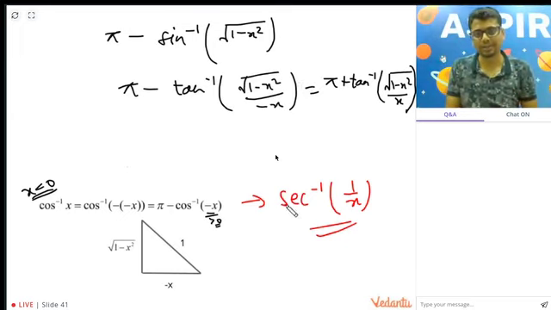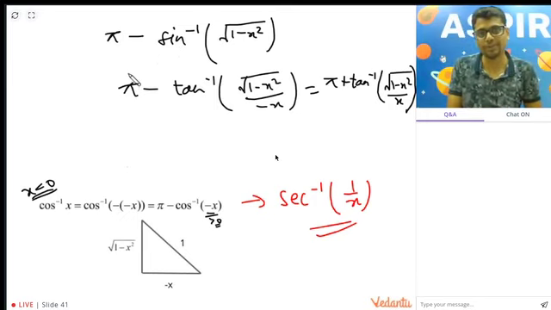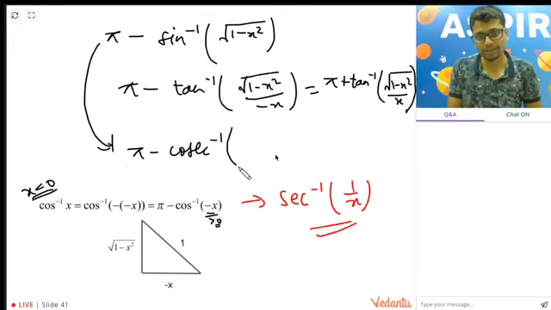So that is 1, 2, 3, 4. So what remains? Cot inverse remains, cosec inverse remains. So similarly, you can convert. Cosec inverse will be, let me do it quickly, pi minus cosec inverse. In terms of cosec inverse, it will be this, right?